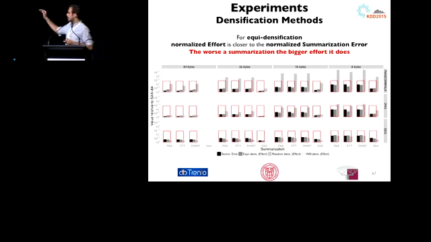We normalized all this data over the values of SAX64, and it turns out that for equidensification, normalized effort is much closer to normalized summarization error, which means that the worse the summarization is, the bigger the effort it does.